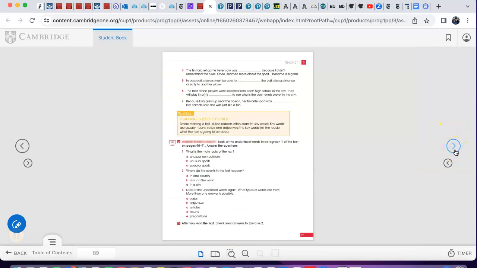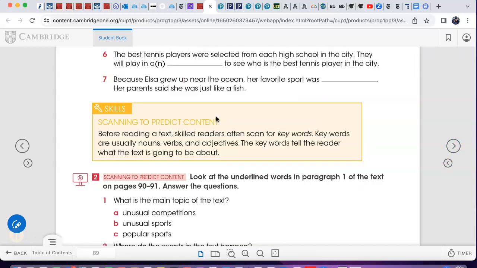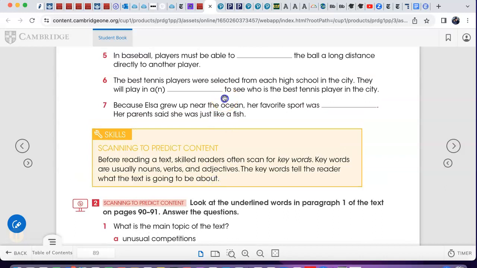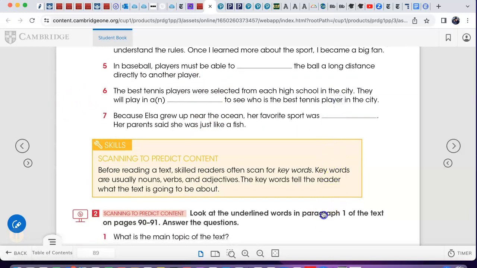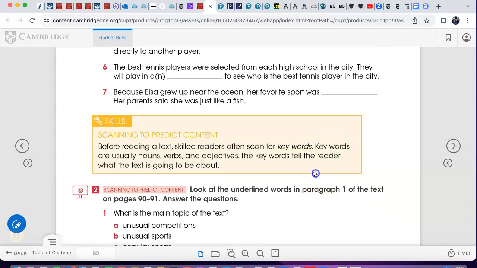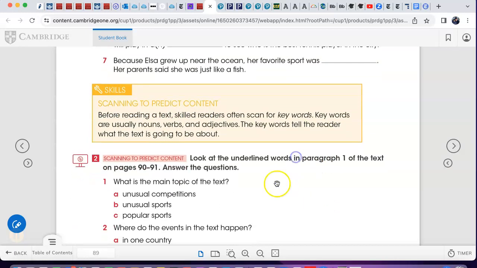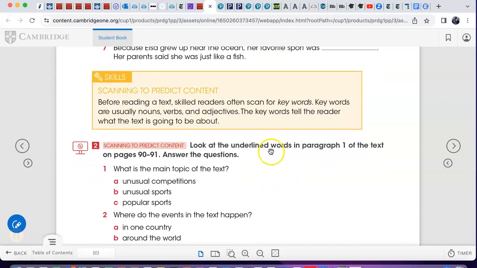So you're going to continue on the next page, page 89, filling in the blanks for numbers 4 through 7 with the vocabulary list provided on the previous page. And then we're going to use the skill that we talked about at the beginning of this unit, and that is the skill to scan.